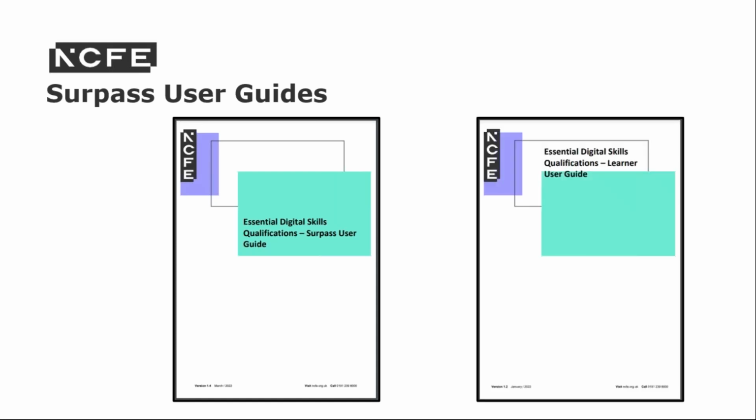There's also a guide for learners who are sitting an online controlled assessment for entry level 3 and level 1. The steps set out within the guide will provide all the information your learners will need to access and complete the assessment using the Surpass Viewer online platform.